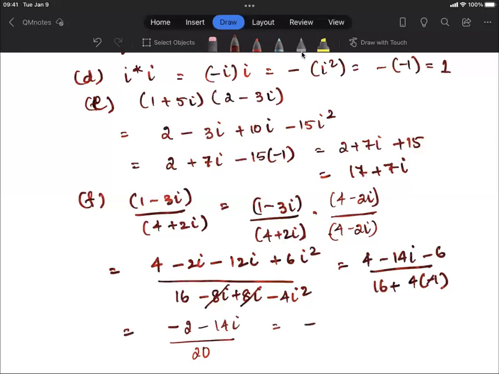So if you write it as -1 minus 7i divided by 10. Or if you want to further simplify it, you can write -0.1 minus 0.7i. So that will be the answer.